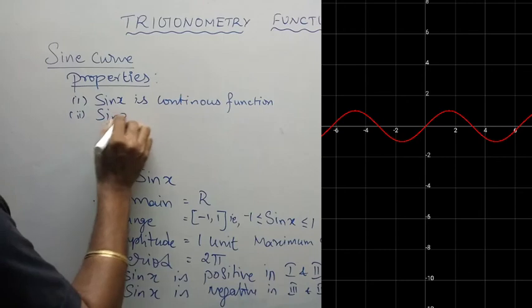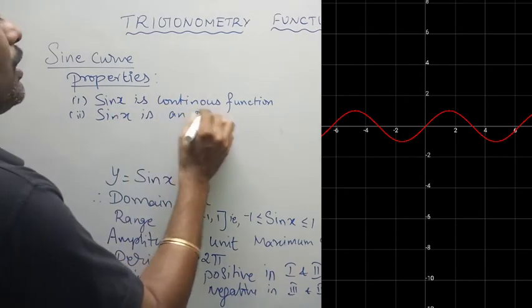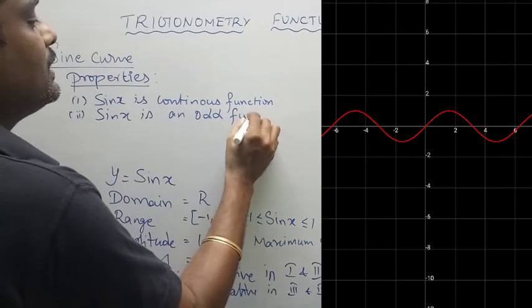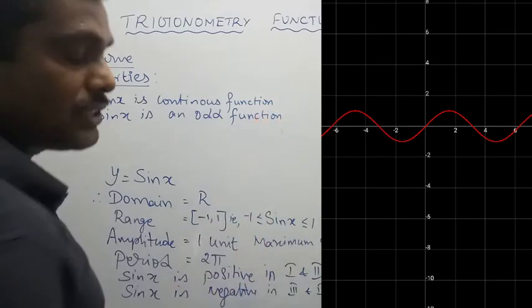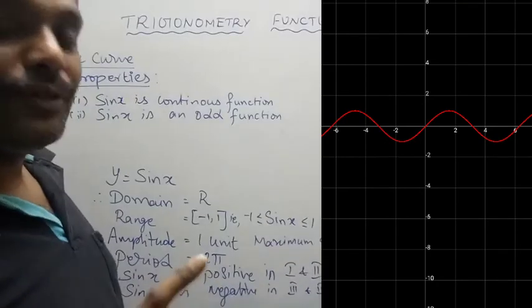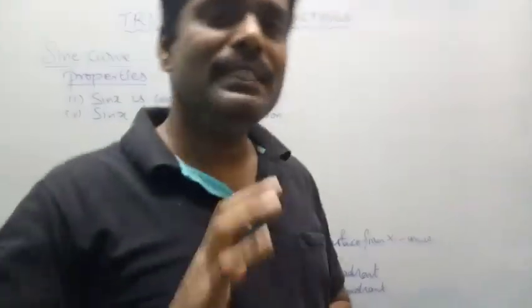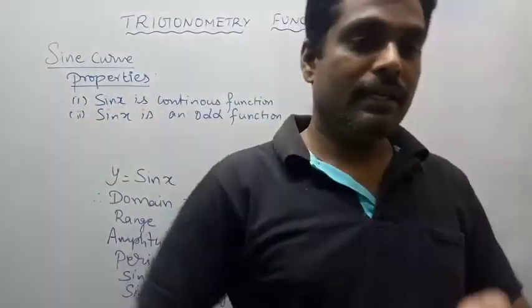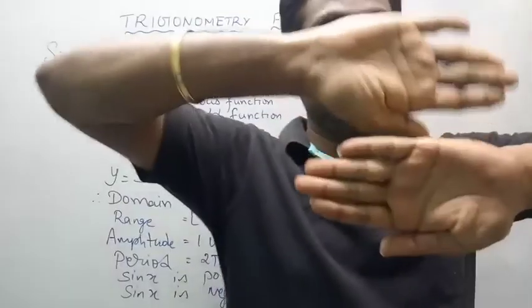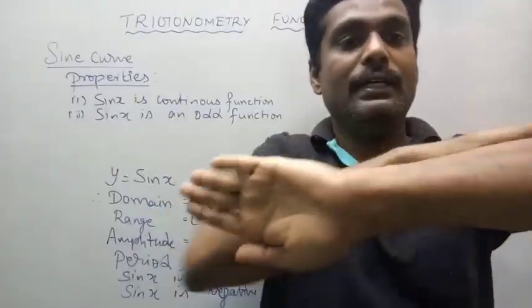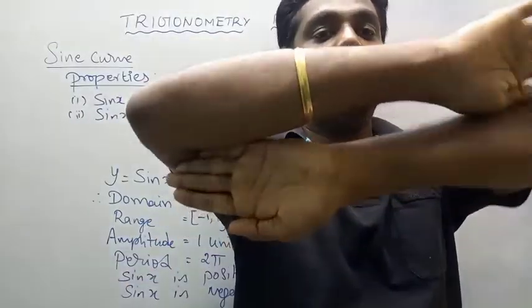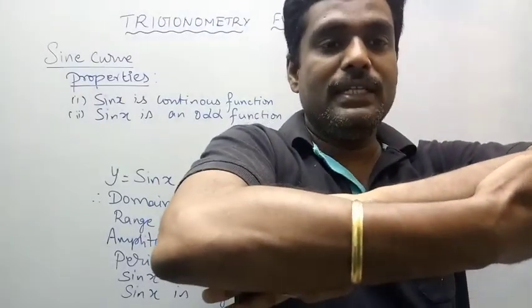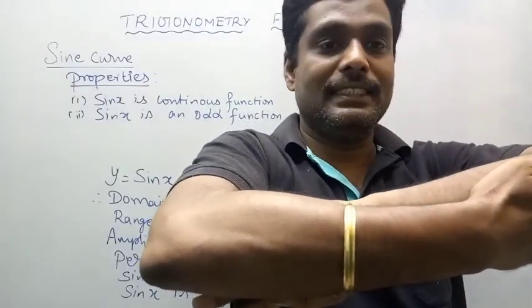And sin x is an odd function. Why are we saying sin x is an odd function? Because it is symmetrical about the origin. What is meant by symmetric? Say you have a curve like this, and this is your x-axis. When you fold it and it coincides, it is symmetrical about the x-axis.